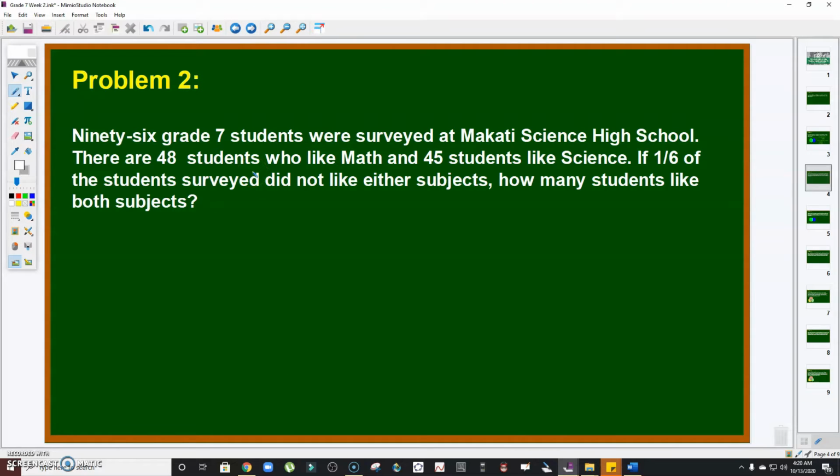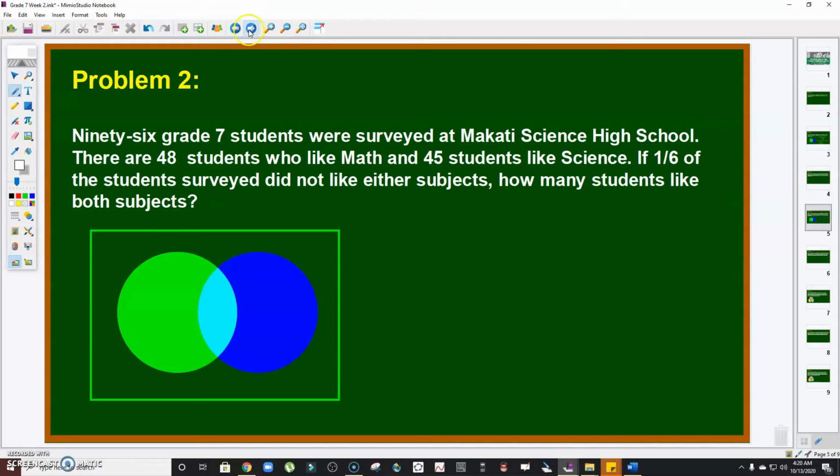96 grade 7 students were surveyed at Makati Science High School. There are 48 students who like math, and 45 students like science. If 1/6 of the students surveyed did not like either subject, how many students like both subjects? Same thing, two circles. Let's label it math and science. This one is for math, this one is for science.